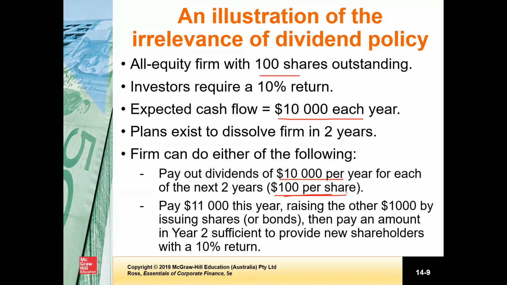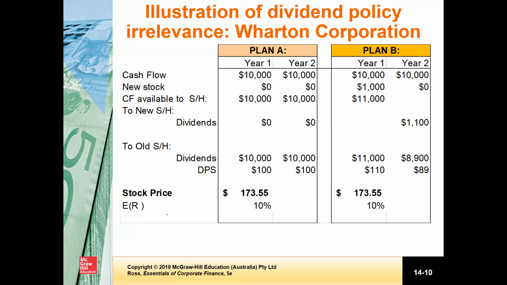Recall from chapter 7, where we learned that the value of a share is equal to the present value of all future dividends. So assuming a 10% required return, the value of the share today should be 173.55. So 10% is the required rate of return.